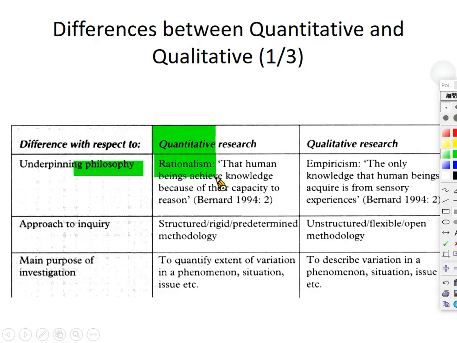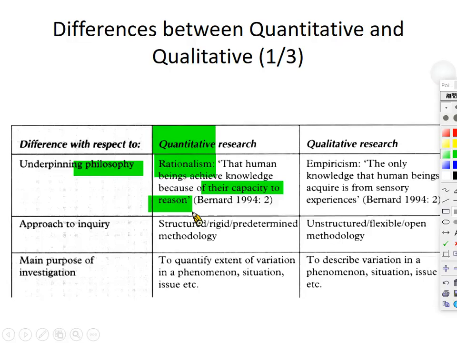It's rationalism. It says that when we have the evidence, we can persuade others. We can present the things, so people should look at this and agree with your results. Rationalism holds that human beings achieve knowledge because of their capacity to reason. So when we do quantitative research, we are trying to reason with the so-called evidence to support our arguments. We try to reason with others.